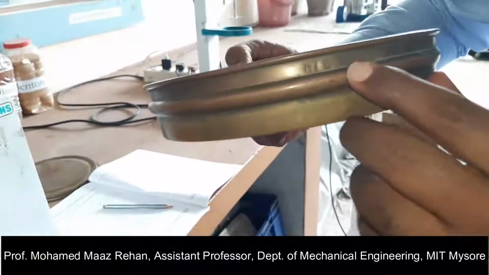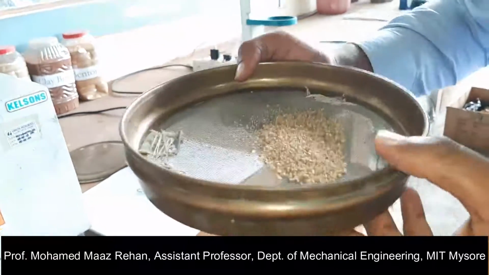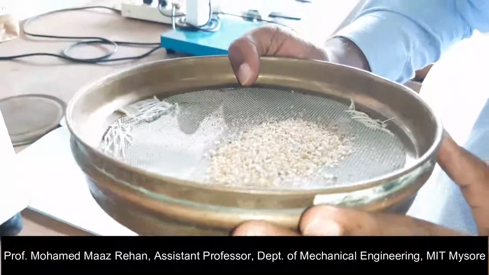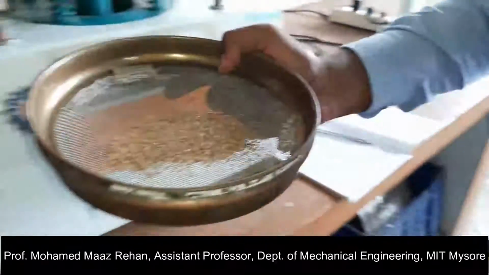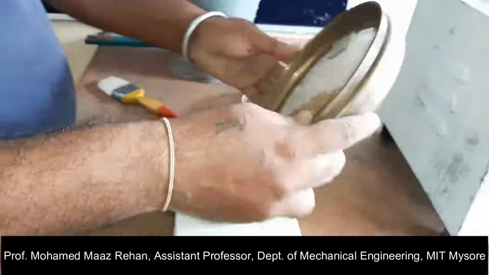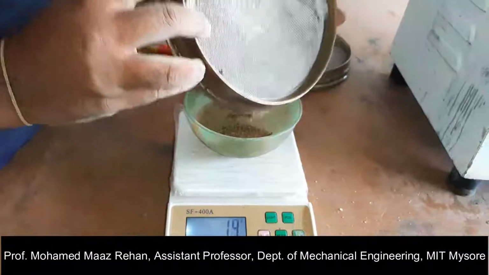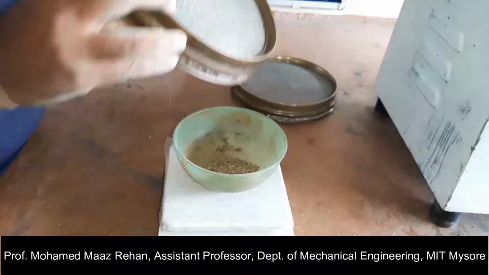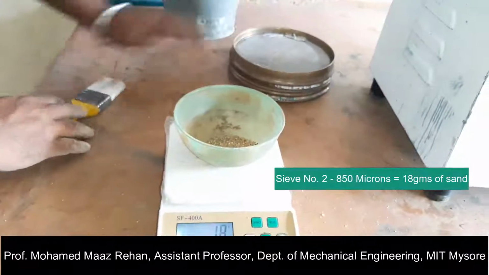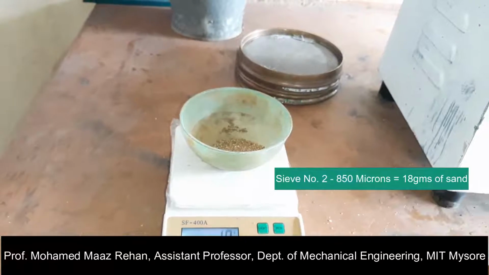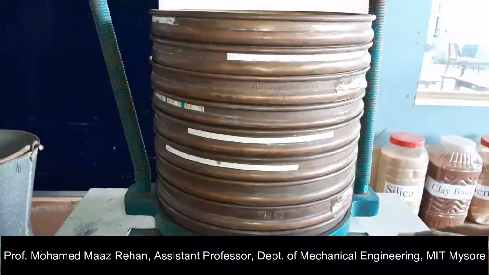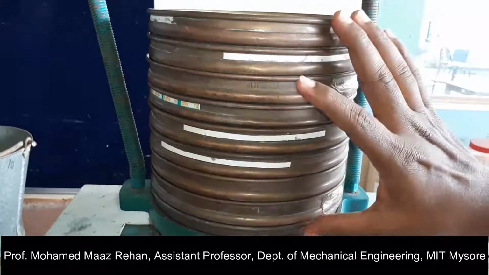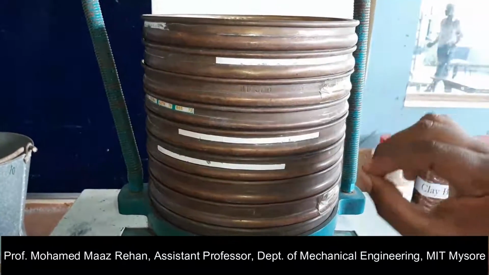So here, this is 850 microns. With this, we need to measure the sand that is present in this sieve. We need to weigh this using a weighing scale. Here we got it as 18 grams. In a similar way, we need to measure the sand that is retained in each sieve, in order to find the AFS grain fineness number.